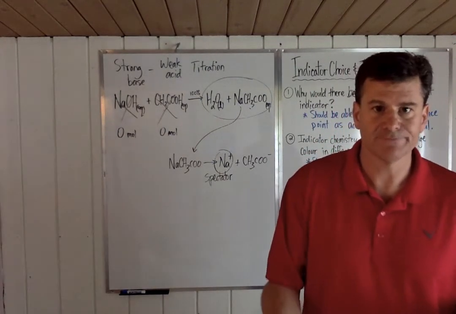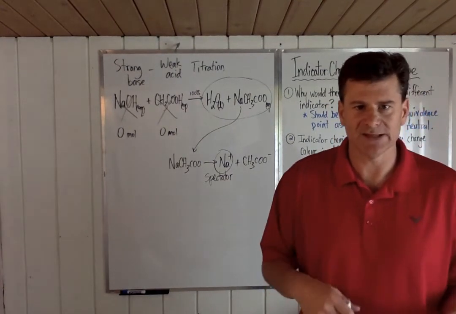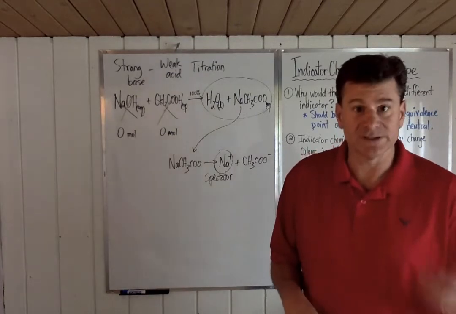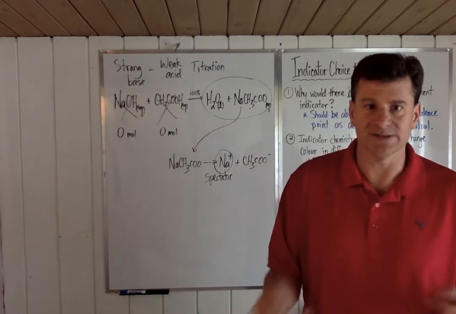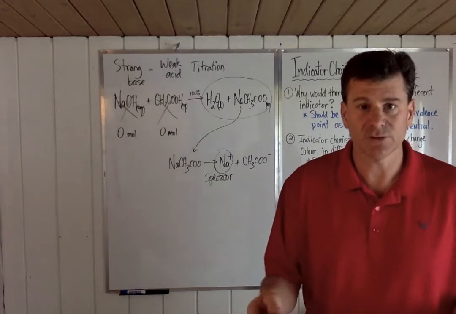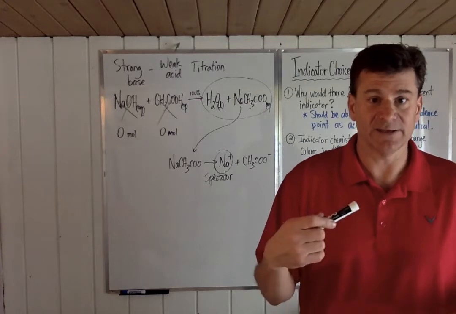Can it be a base? Now, sorry, that was the wrong question. Is it the conjugate of a strong acid? And the answer is no, it's not the conjugate of a strong acid. Because it's not the conjugate of a strong acid, it's the conjugate of a weak acid. CH3COO minus can act as a base.